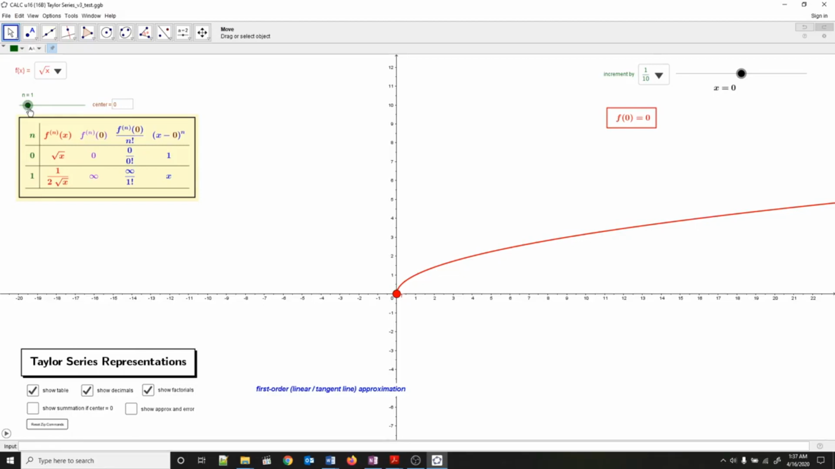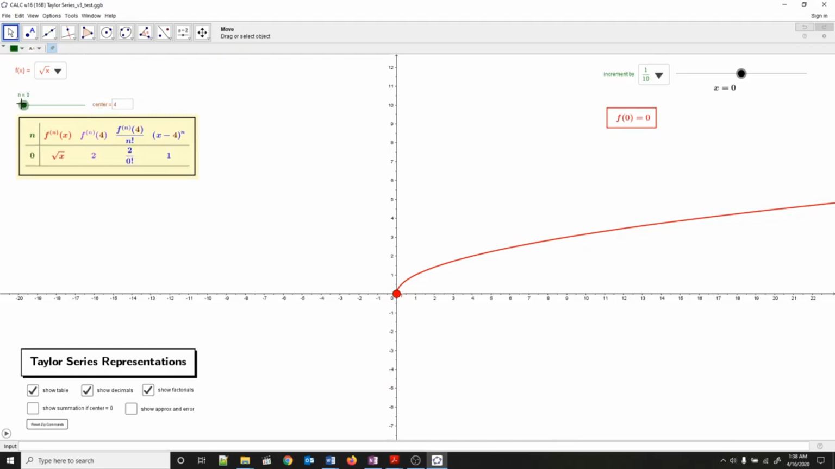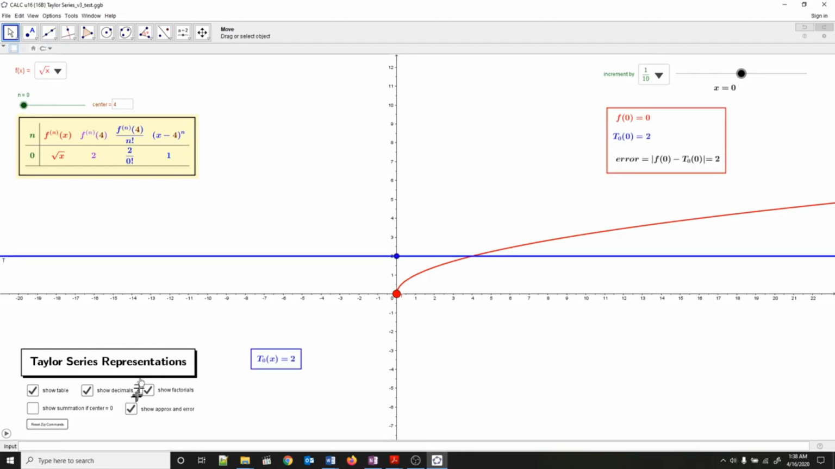So what I need to do now is think about this and find a center that I know and is also close to 4.2. I got it. Let's reset and set our center to 4, because I know that if I take 4 and plug it into f of x, my starting term will be 2. 2 gets divided by 0 factorial, and then I will multiply that by 1, and lo and behold, that's my first term. And so let's start showing the approximation here.